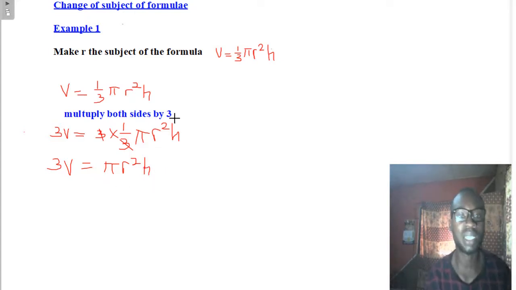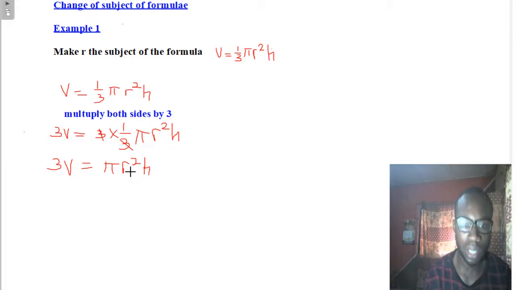Don't forget that we want to make R the subject of the formula. Our V here is now the subject, but we don't want V to be standing alone again. We want R to be standing alone, like V was standing alone. So in order to get our answer, what we need to do next is to make R stand alone. So we need to first of all clear this pi and h.